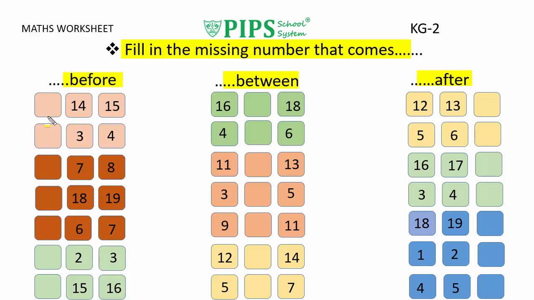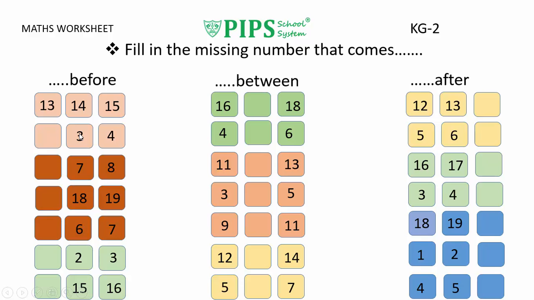Let's start with the number 14. KG2 students, can you tell me the number which comes before 14? Start counting from 11, 12, 13, 14. 13 comes before 14. Now we will write the number 13 in the empty box like this.